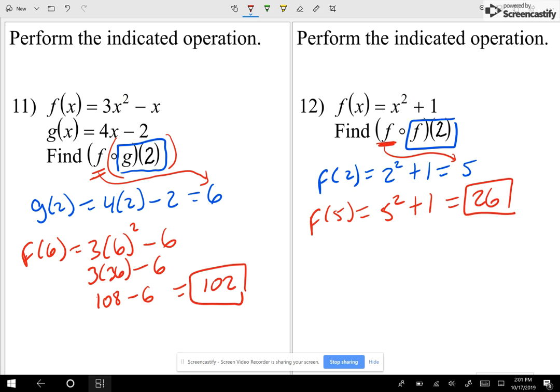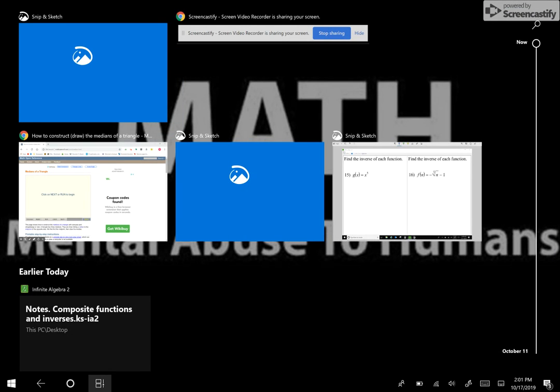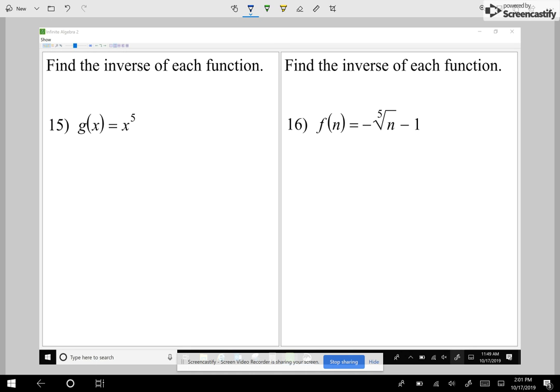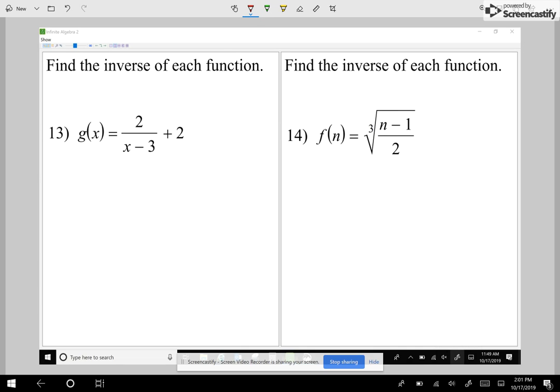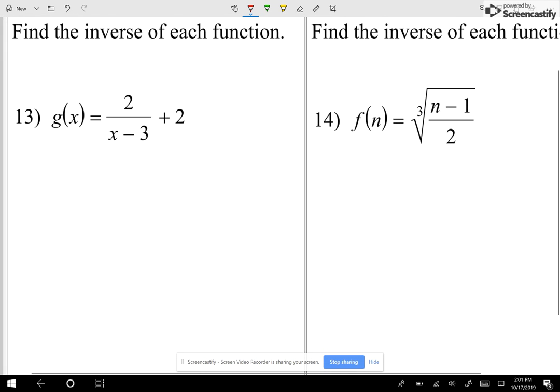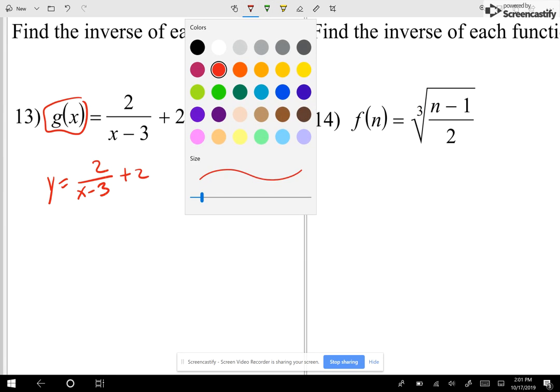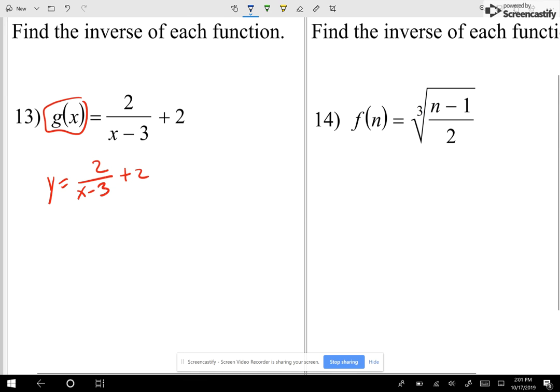So that's composite operations. The hard part for this thing will be inverses. Let's take a look at number 13. First thing I'm going to do, instead of g of x, I'm going to write a y. So I have y equals 2 over x minus 3 plus 2. And then the y and the x are going to trade places. So I'm just going to write x equals 2 over y minus 3 plus 2.